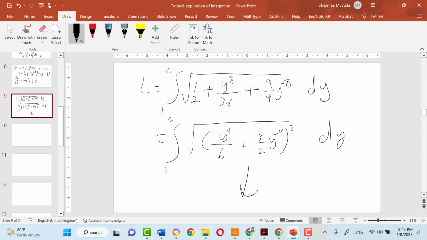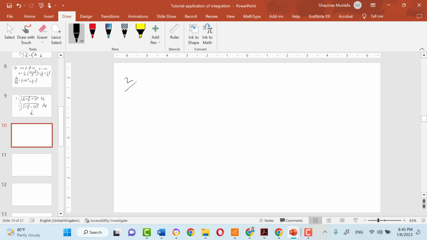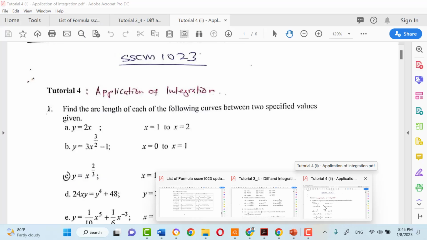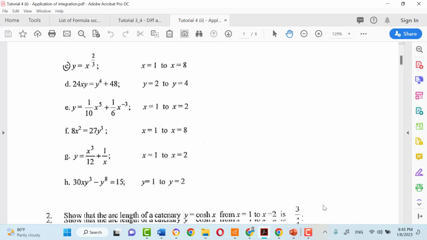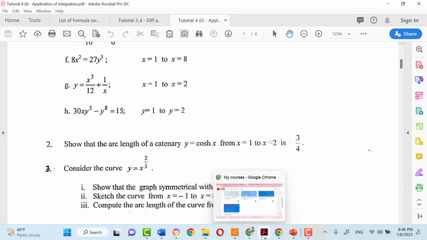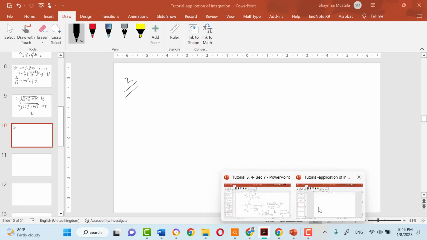Now question number 2. Show that the arc length of y equal cos x from x equals 1 until 2 is equal to 3 over 4. Okay, we can go try.